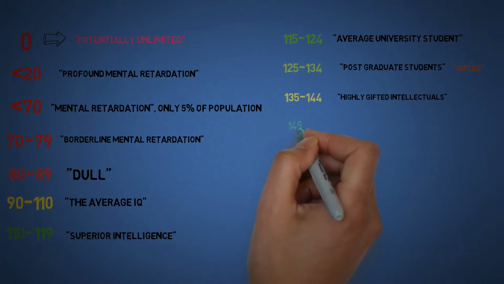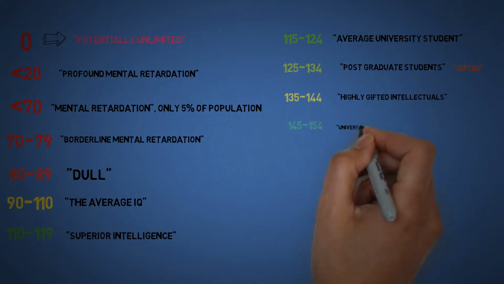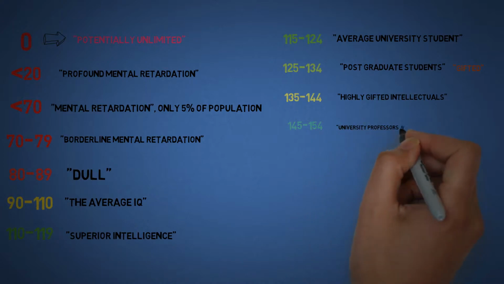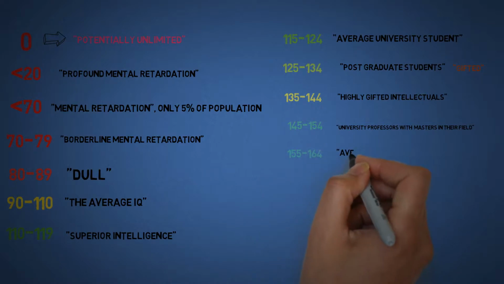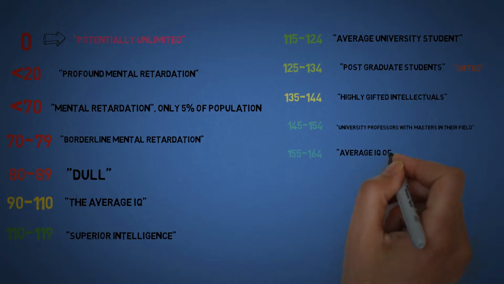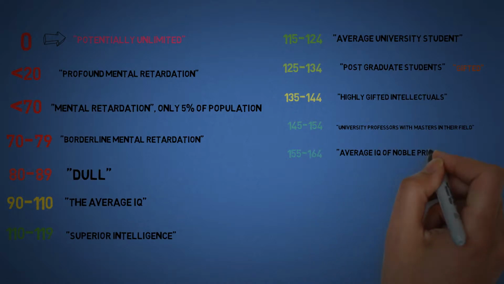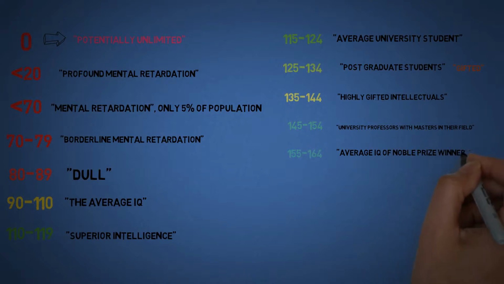Standing at 145 to 154 IQ, we have professors. No, not professors like Dumbledore from Harry Potter. I mean university professors who have attained masters in their field over many years of study and work. At 155 to 164 IQ, we have the range that includes Nobel Prize winners, such as 2017's winners in physics, Rainer Weiss, Barry Barish, and Kip Thorne. These individuals won the Nobel Prize in Physics for their decisive contributions to the LIGO detector and the observation of gravitational waves.